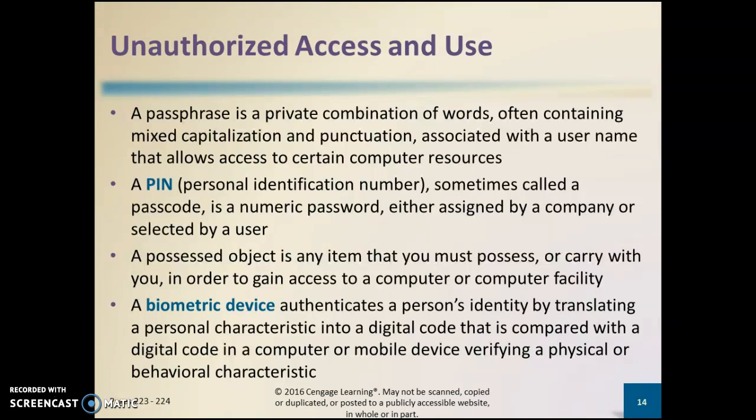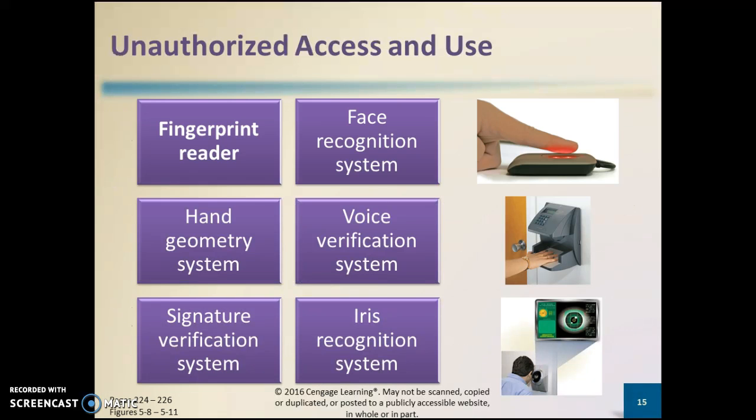A PIN, personal identification number, sometimes called a passcode, is a numeric password either assigned by a company or selected by a user. A possessed object is any item that you must possess or carry with you in order to gain access to a computer or computer facility. A biometric device authenticates a person's identity by translating a personal characteristic into a digital code that is compared with a digital code in a computer or mobile device, verifying a physical or behavioral characteristic. Fingerprint reader, face recognition system, hand geometry system, voice verification system, signature verification system, and iris recognition system. Itong mga to ay mga examples ng biometric device.